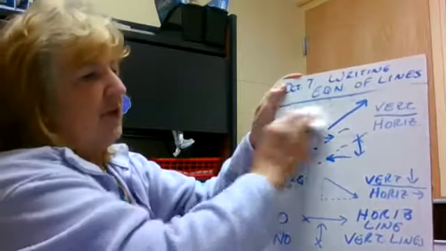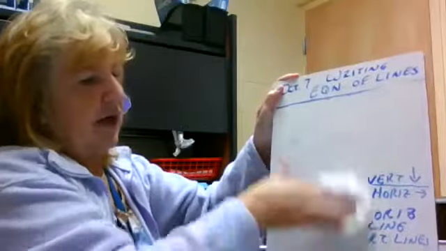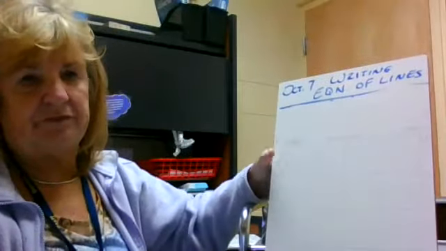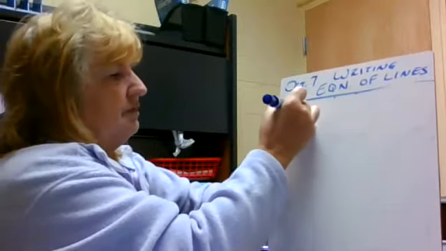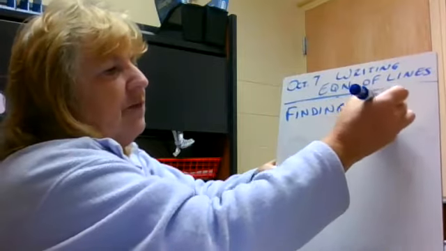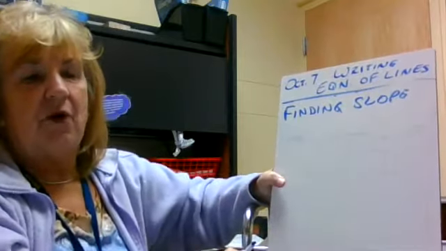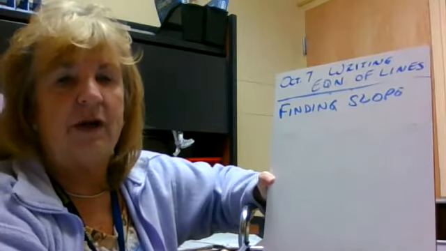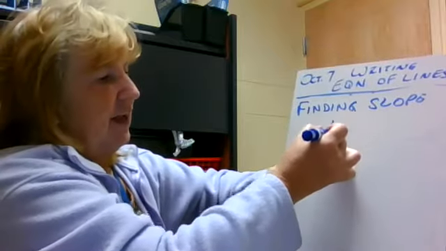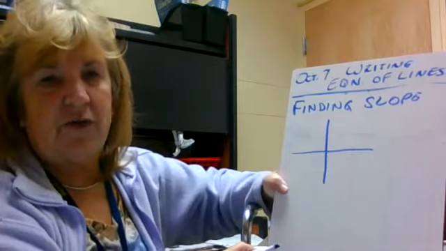So now that we have the basics of slope, let's take a look at figuring out how we can find the slope. Now, most of the time, you're going to be given ordered pairs, but you might be given a graph. So let's take a quick look at graphs. And the graphs are super easy because all you're going to do is count.